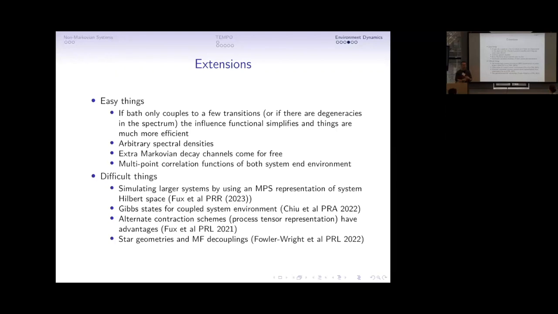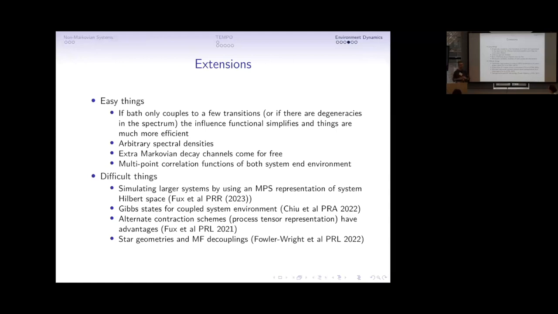So, in MPS type language, that's your local Hilbert space dimension, and making that larger is a big problem because everything always scales exponentially with that. But there are some cases where, if only certain transitions couple to the environment, then you don't get that exponential scaling. You only really care about the states which are coupled to the system.